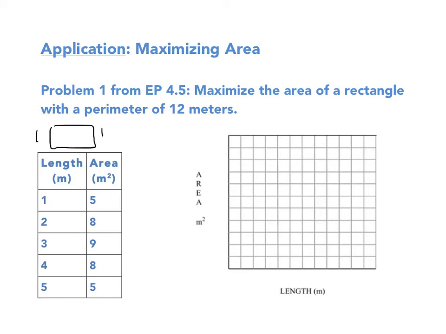So we have our table of lengths and areas here, and we know that when our length is 1, we definitely have to have widths of 5 because we want to make it equal our perimeter of 12 meters, and 1 plus 5 plus 1 plus 5 is 12. And then 1 times 5, which is length times width, gives us area, is 5. So 5 meters squared is our area.